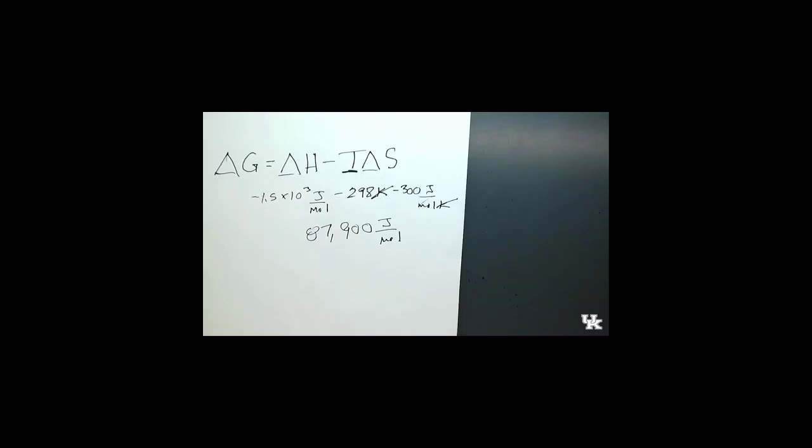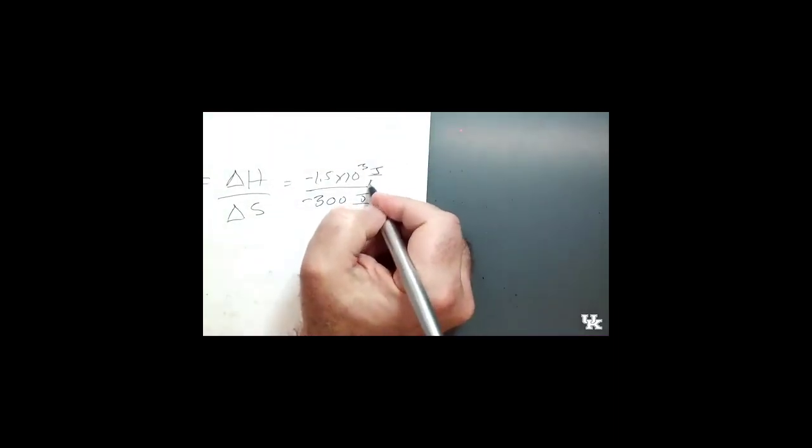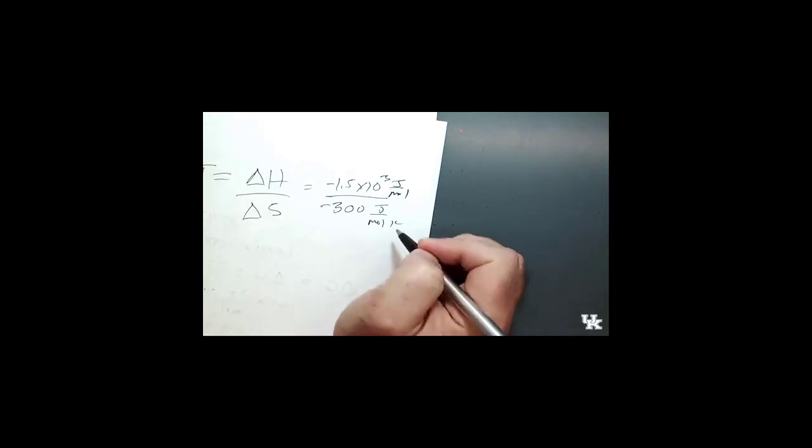So the bottom line is, you assume delta G is 0. That's at equilibrium. You solve for T. T equals delta H divided by delta S. Make sure the units are the same. This is joules per mole, and that's joules per mole Kelvin. And so the Kelvin being in the quotient of a quotient gives us the temperature in Kelvin.